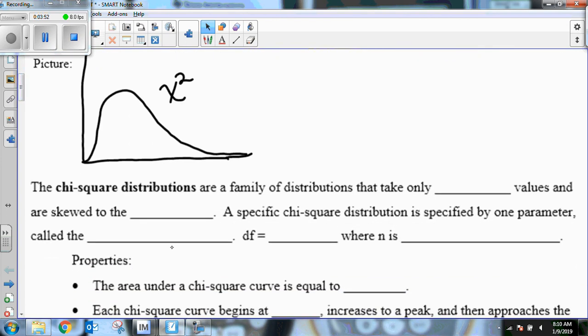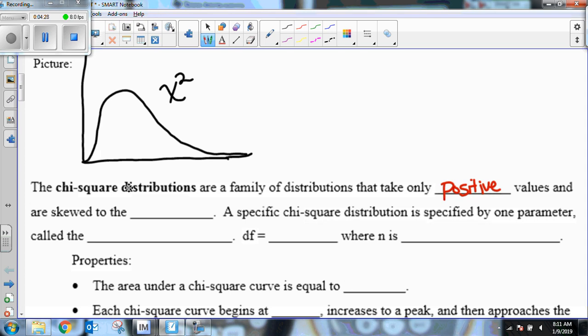So let me tell you a little bit about these chi-squared distributions. The chi-squared distributions are a family of distributions that take on only positive values. Hopefully you guys noticed that I drew this vertical line here, which is basically like a y-axis. It's starting at the very beginning, at the origin, which is 0. So it takes on only positive values. There's not going to be any negative values like negative z-scores on a normal distribution. That's just not going to happen in a chi-squared distribution.